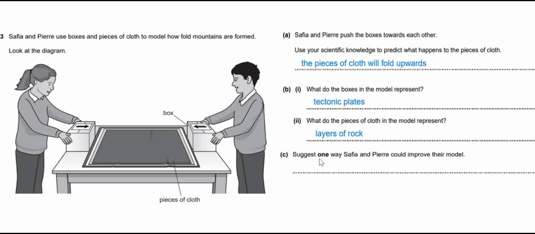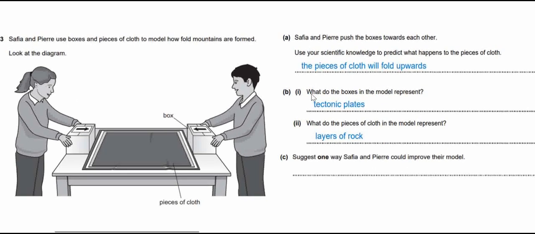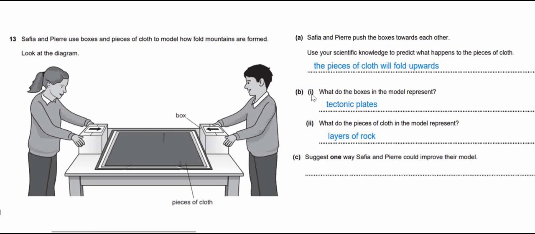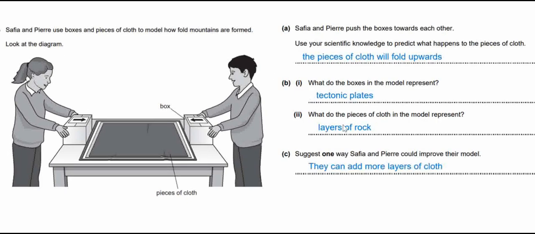Next, question C suggests one way Sophie and Pierre could improve their models. You have 10 seconds from now, okay? Okay guys, time out. Let's check out the answer. So they can add more layers of clothes to represent the layers of rocks.